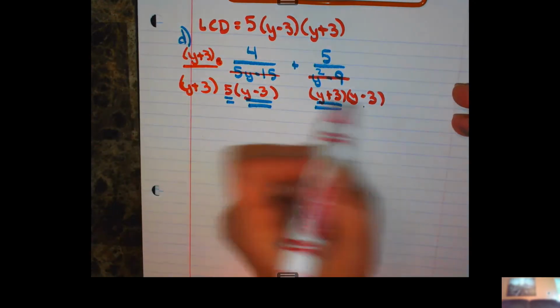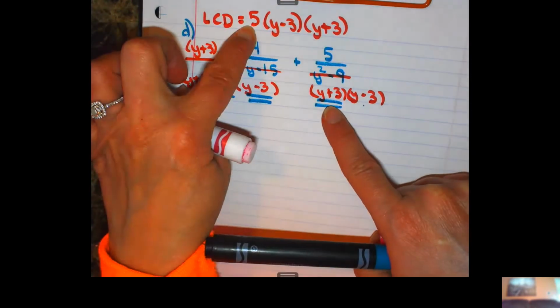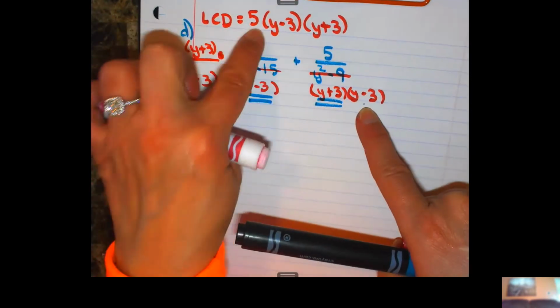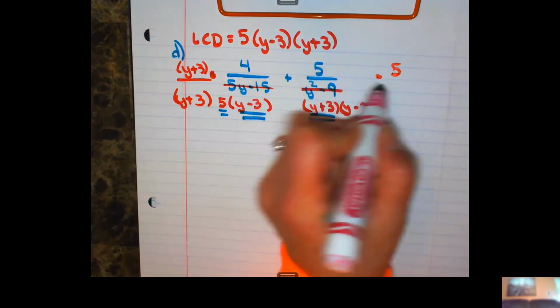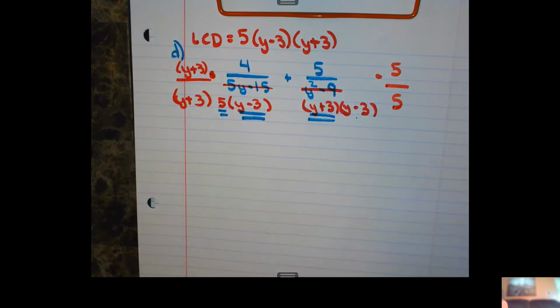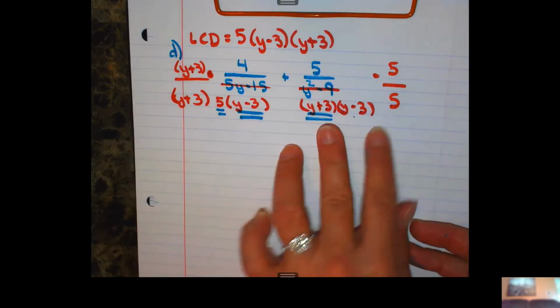Over here, we look to see what's missing. We don't have a 5. We have the y plus 3 and the y minus 3. So all we're missing is the 5. So we're going to multiply the top and the bottom by 5. If you look now, we have common denominators. We have all the pieces we need.